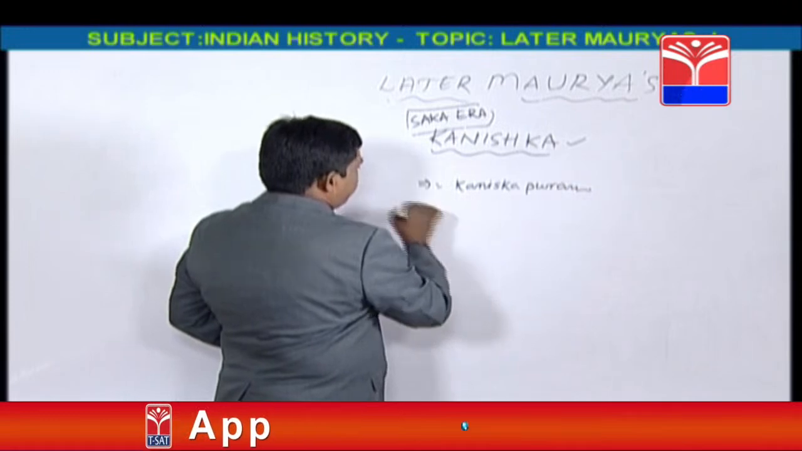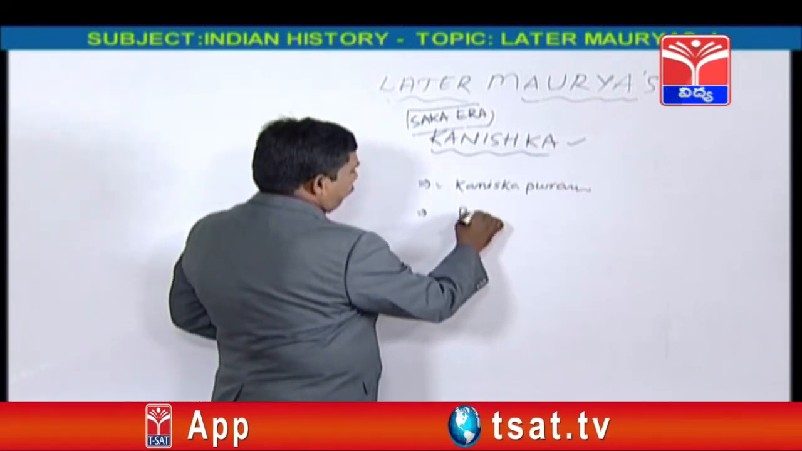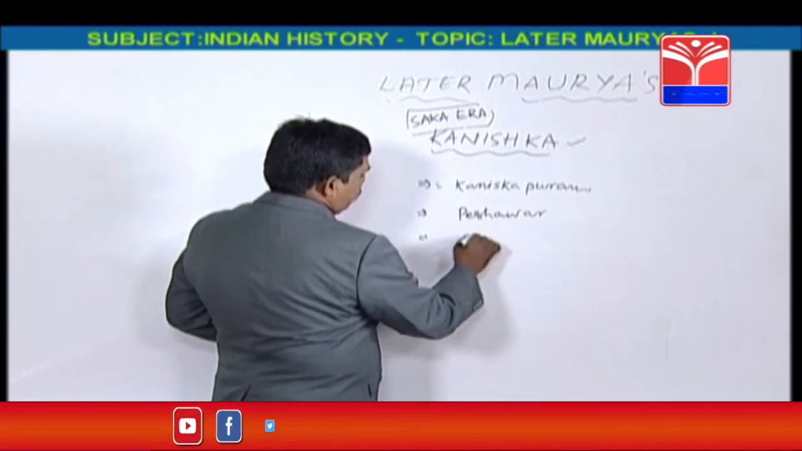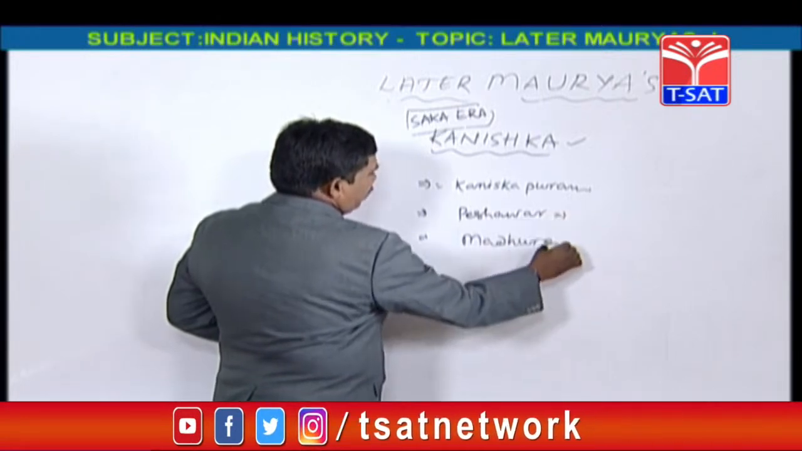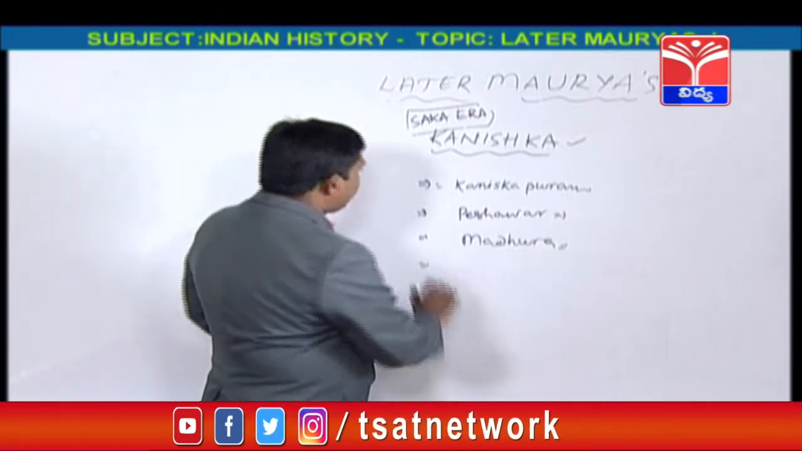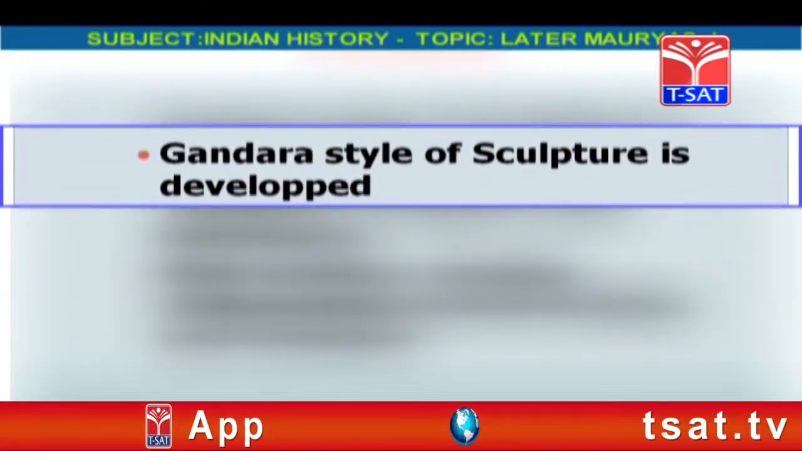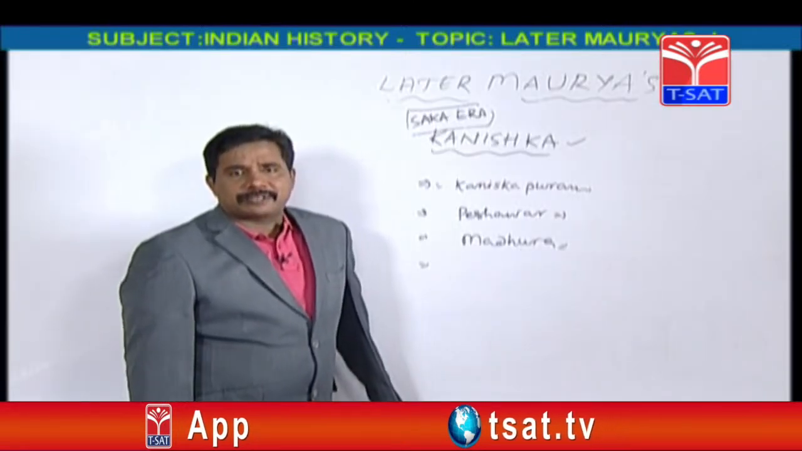So he constructed Kanishkapuram. His capitals were Peshawar and Mathura. He has two capitals, Peshawar and Mathura. In the period of Kanishka, the Gandhara style of sculpture was developed.